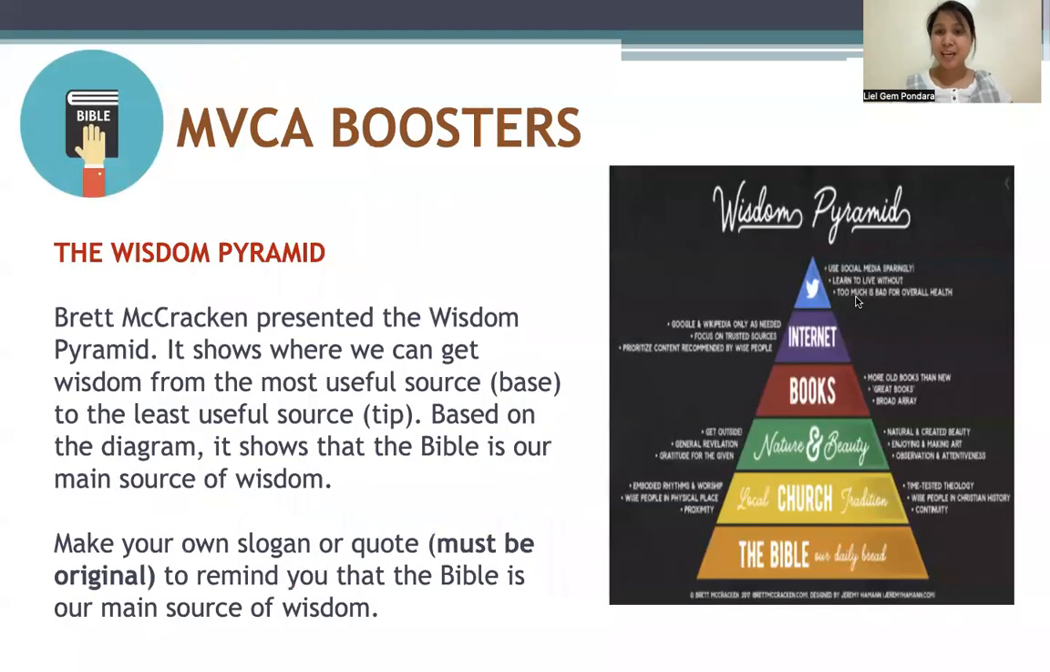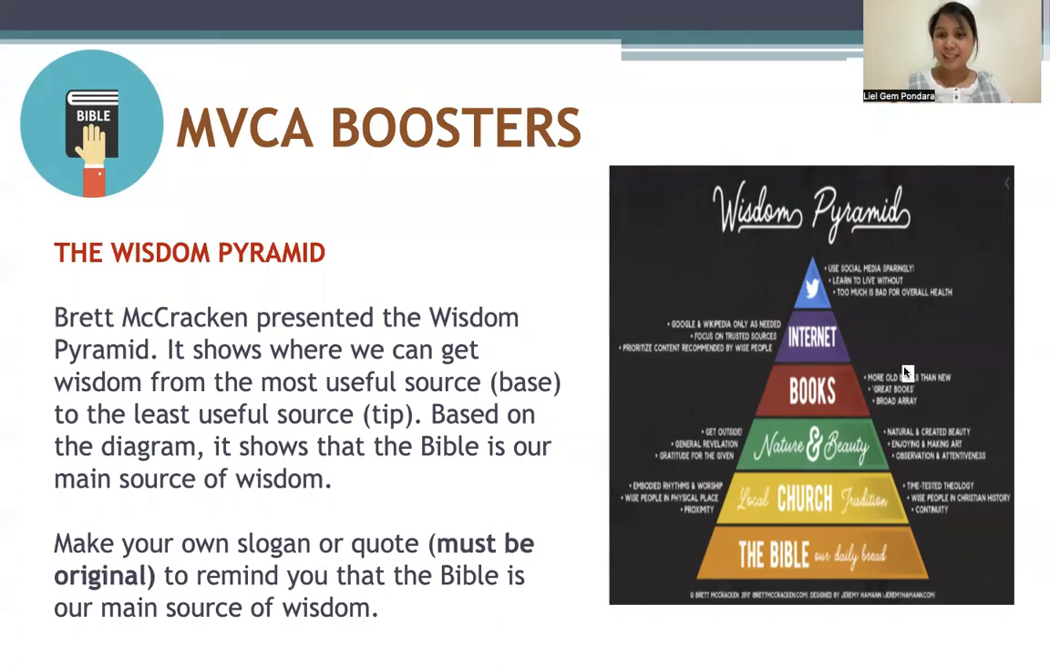Your VCA Boosters today is about the Wisdom Pyramid. Brent McCracken presented the Wisdom Pyramid. You see here, it shows that we can get the most useful wisdom from the Bible. And the tip is in social media, the least useful source. Based on the diagram, our Bible is our main source of wisdom. You need to make your own slogan or quote. It must be original to remind us that the Bible is our main source of wisdom.